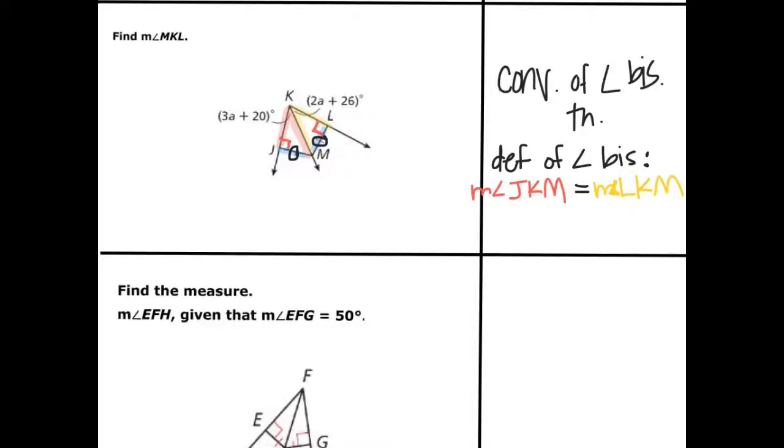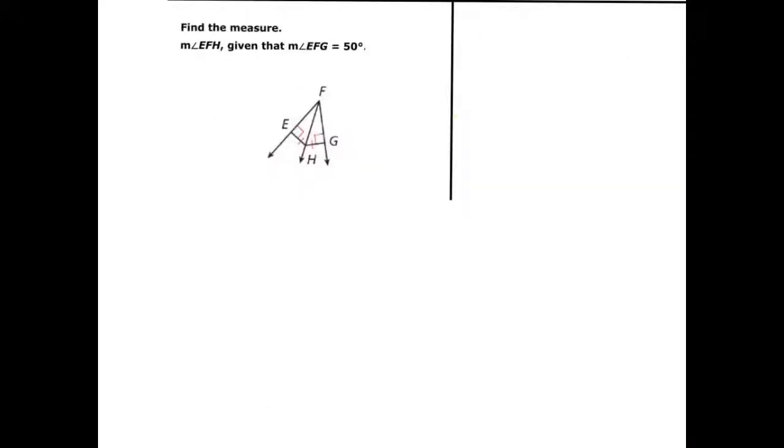And so what I would do if I were you then is just go through my algebra pieces and substitute. My red marked angle is 3A plus 20 degrees, and my yellow marked angle is 2A plus 26. Now solve for A, substitute back in one of those formulas, and you can find the measurement of actually MKL, but also in the process you'll find JKM.